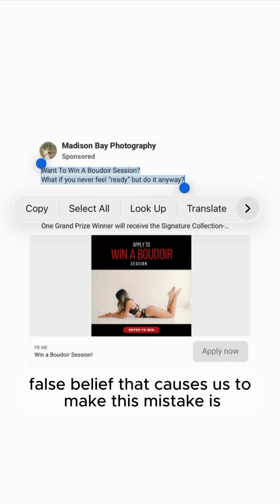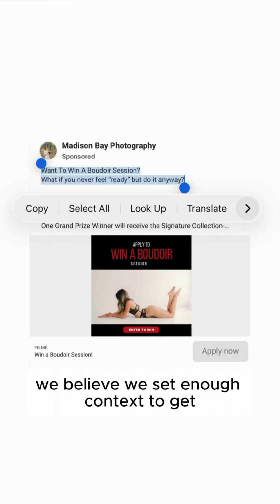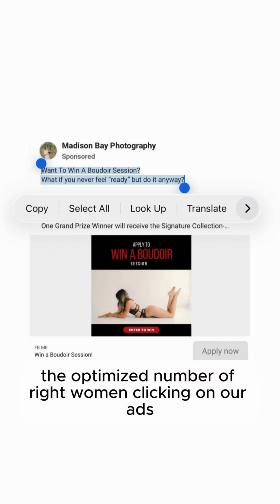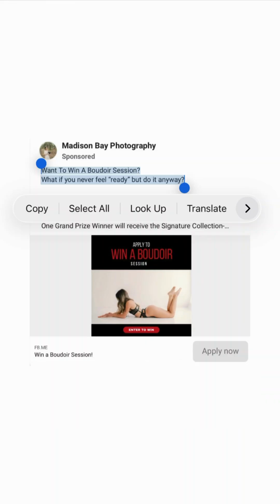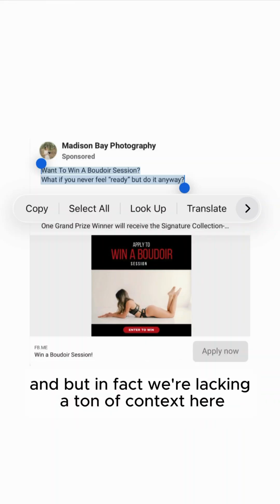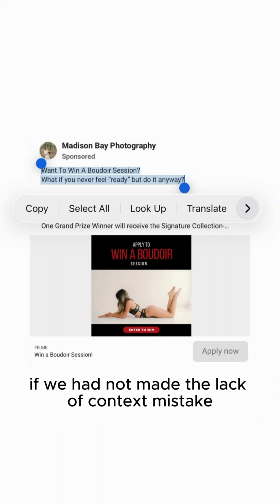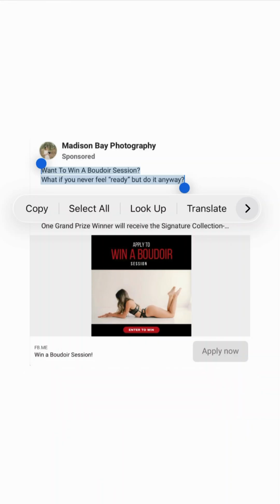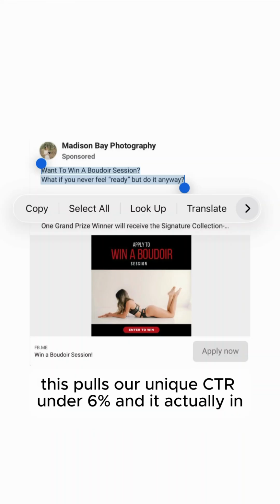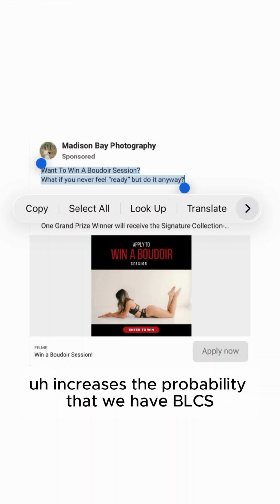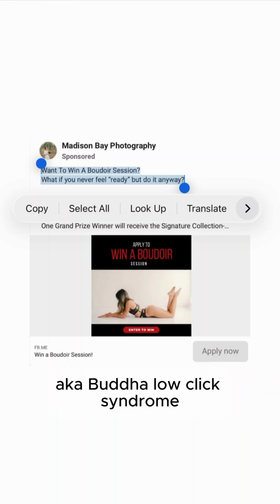The false belief that caused us to make this mistake is we believe we set enough context to get the optimized number of right women clicking on our ads. But in fact, we're lacking a ton of context here, and we're actually going to get way more women scrolling by our ads than necessary who could have been perfect if we had not made the lack of context mistake, and who actually would have clicked in and had a chance to buy from us. And as a result, this pulls our unique CTR under 6%, and it actually increases the probability that we have BLCS, aka boudoir low click syndrome.